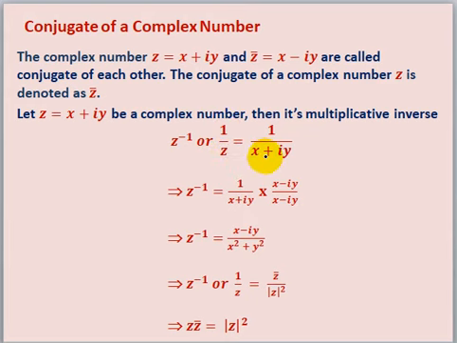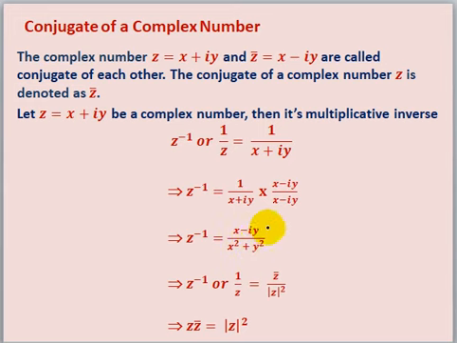Now because z is x plus iy, its reciprocal will be 1 over x plus iy. Now multiplying this complex number with its conjugate and dividing with the same, we can simplify the multiplicative inverse. So when we multiply this complex number with the conjugate of z and divide it with the conjugate of z, it reduces to the numerator x minus iy and the denominator takes the form x square plus y square.